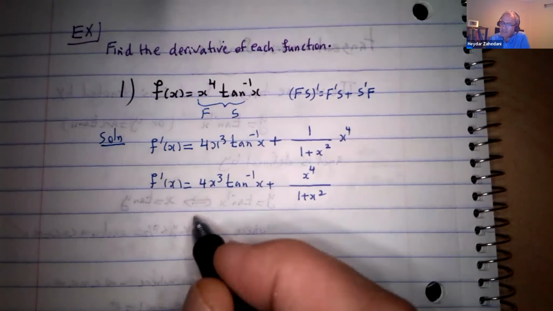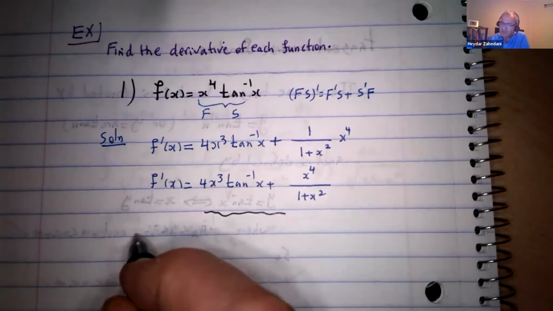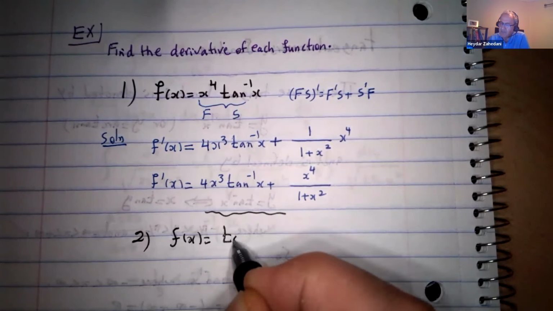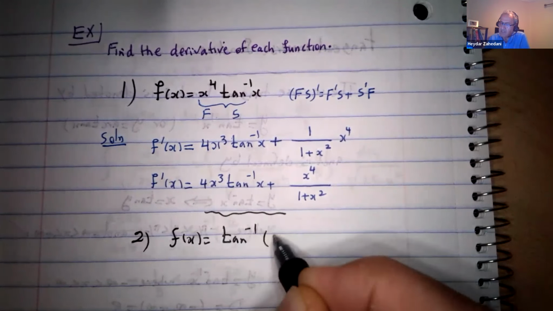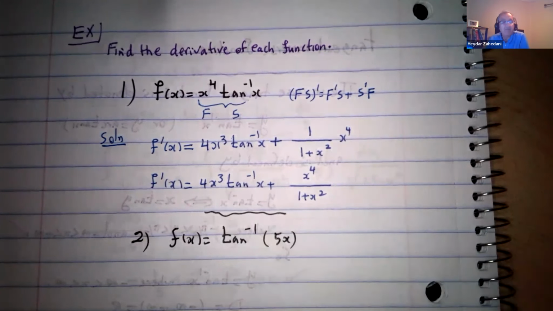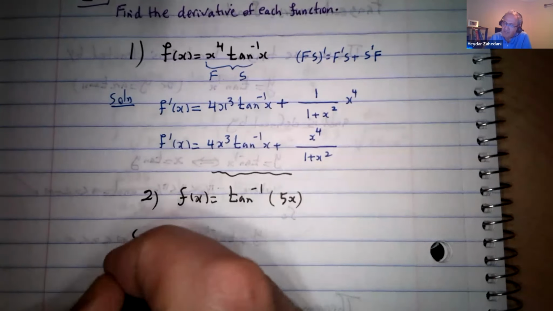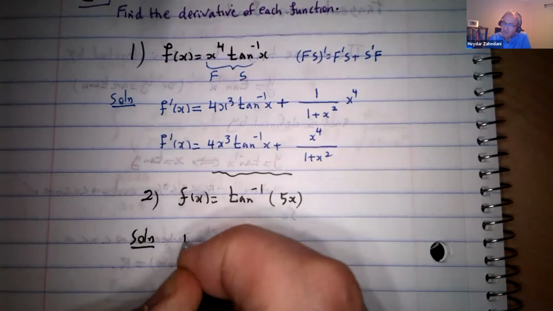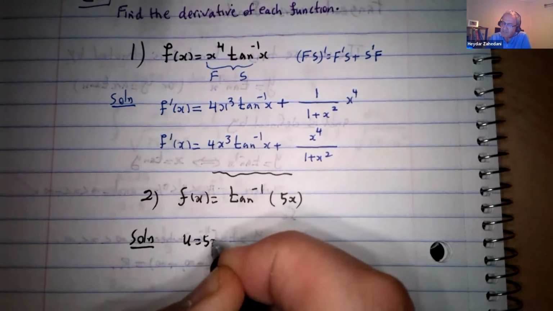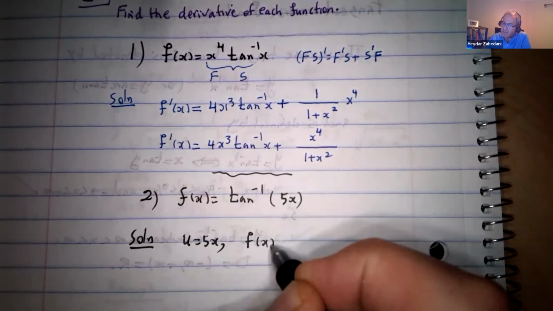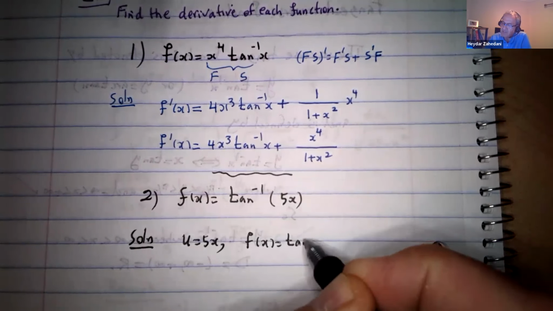The second example is the one where you have to apply the chain rule. f of x equal to tan inverse, let's say tan inverse of 5x. You see it's not x, it's a 5x. So you call it u equal to 5x. Okay, you have to use the chain rule. So we take u to be 5x. So remind yourself that your function is tan inverse of u.